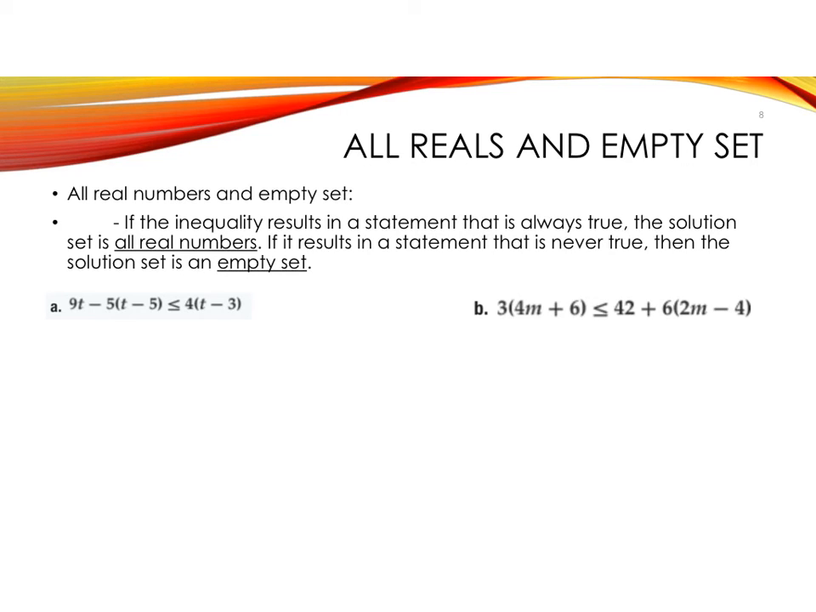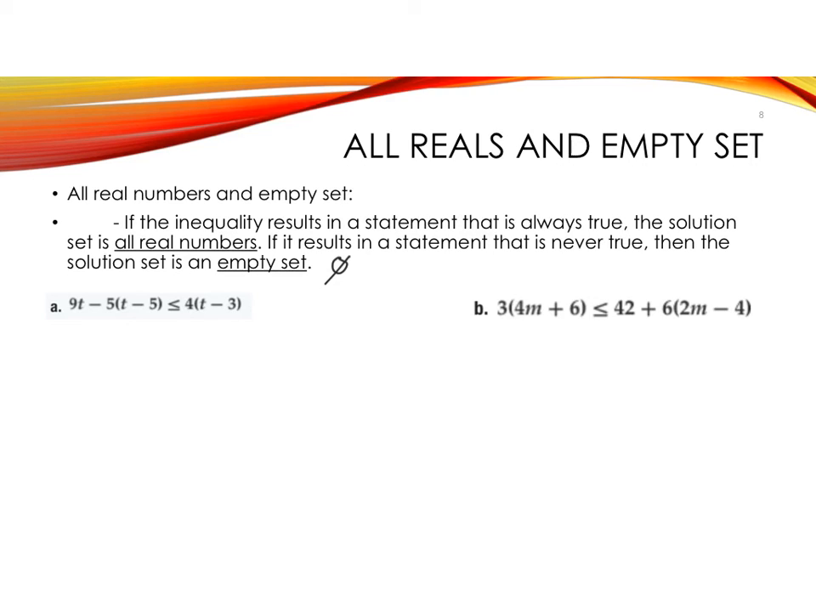So if the inequality results in a statement that is always true, then the set is going to be all real numbers. If the inequality results in something that isn't true, then you're going to have an empty set. And you can write that as a symbol of the 0 with the slash through it. Okay, that is the symbol for the empty set. So let's solve these two problems and see an example of each.